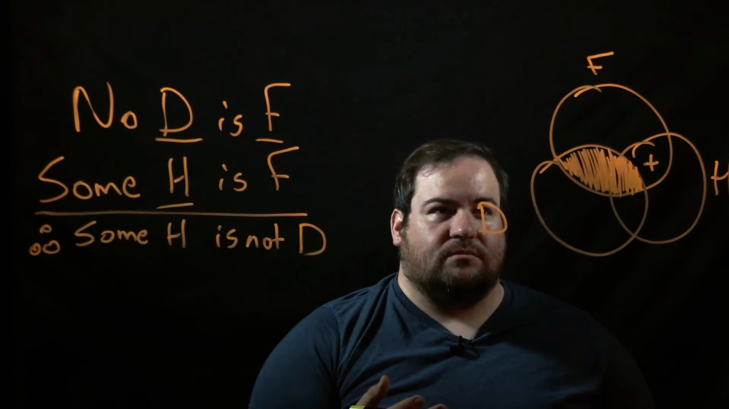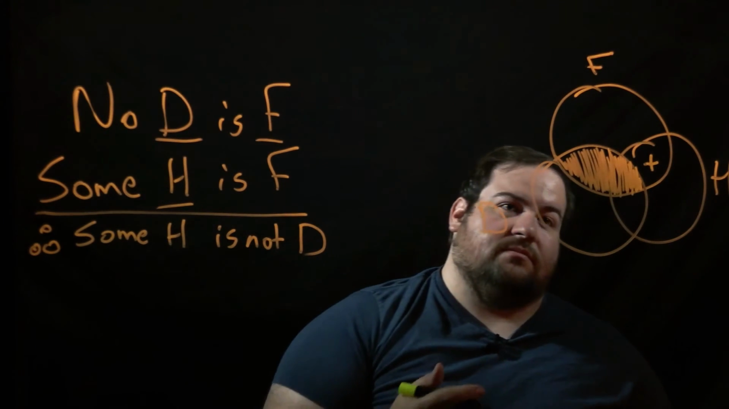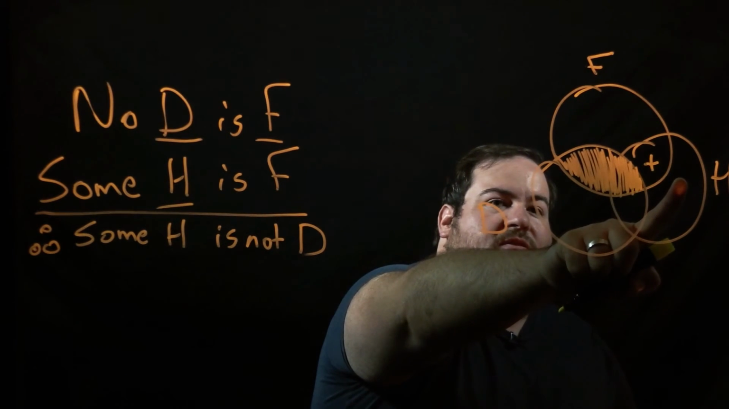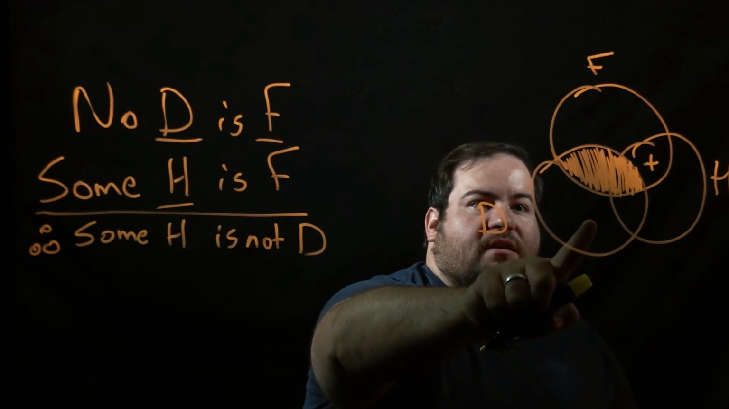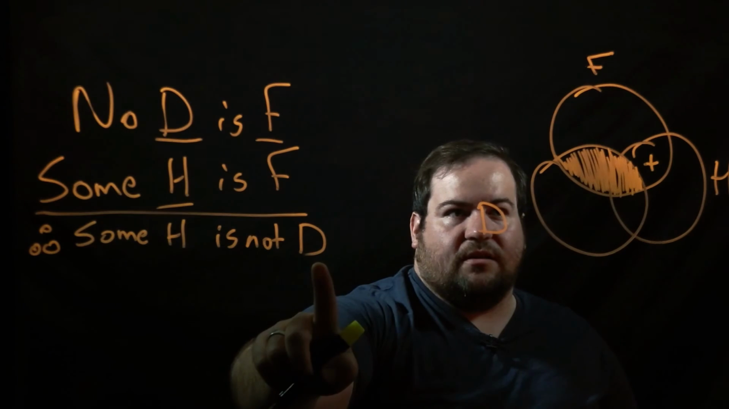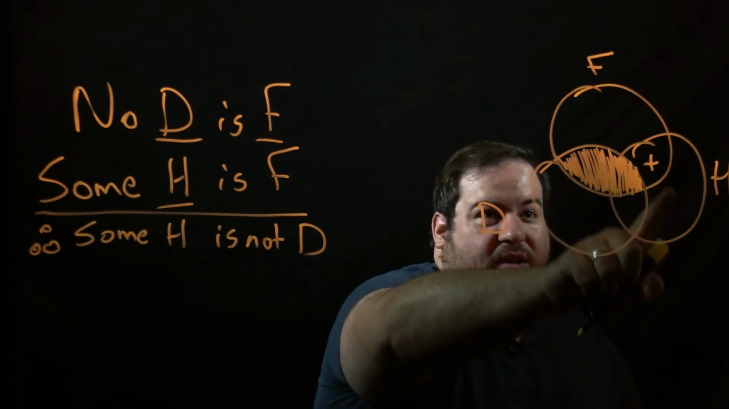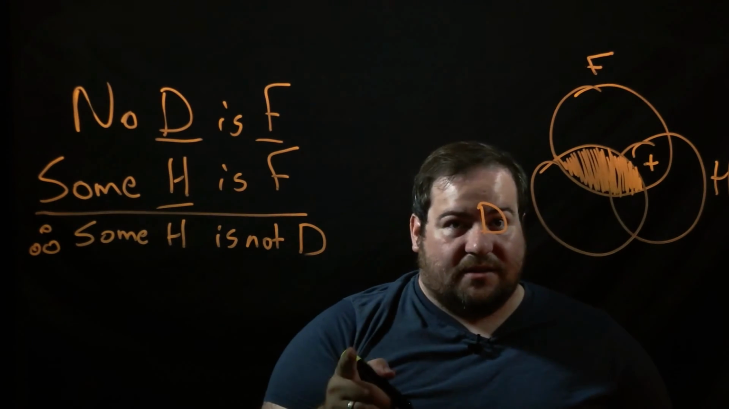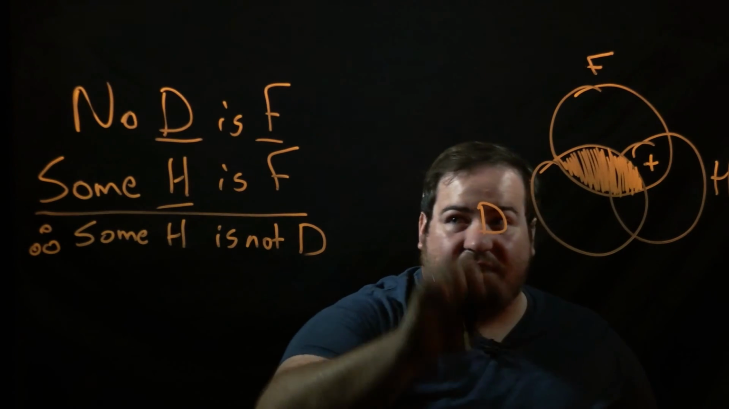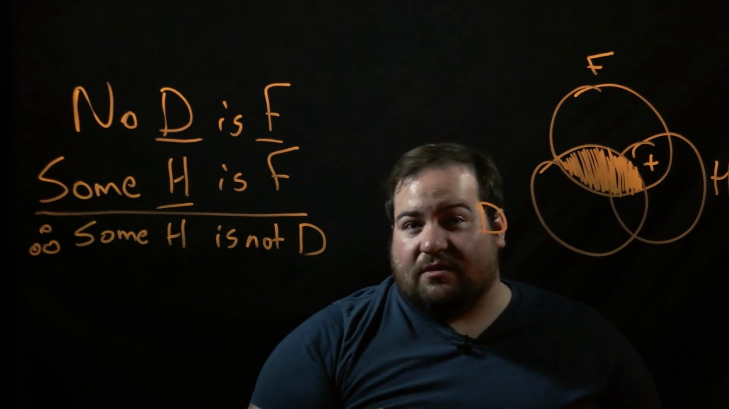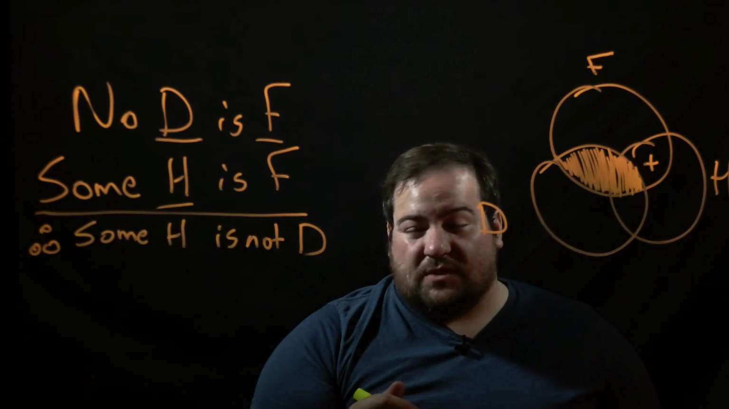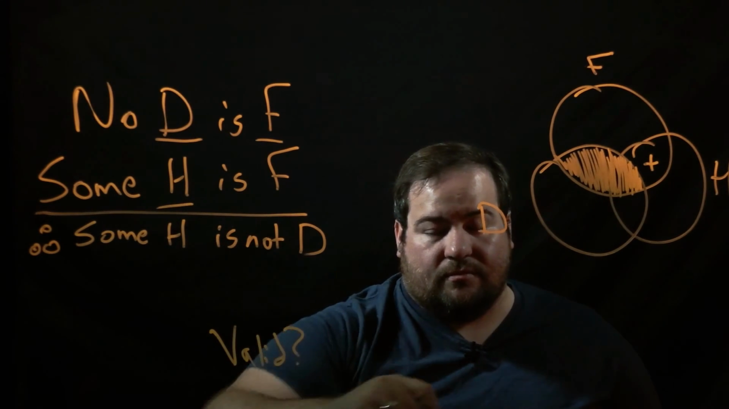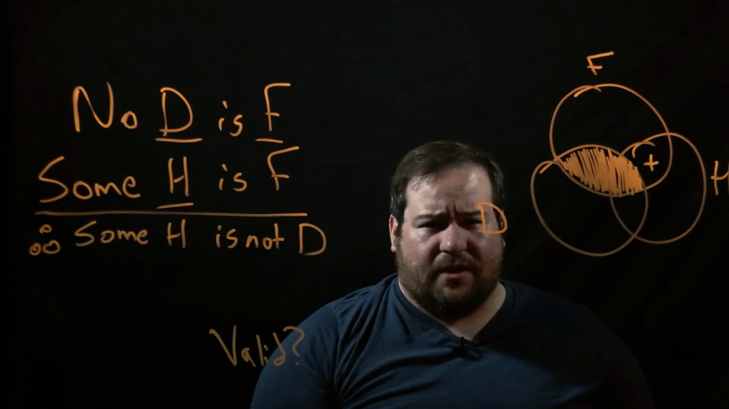Well, maybe. There would have to be an X in the horse circle in order for this to be correct. And there is an X in the horse circle. Granted, it's also in the place where it overlaps with furry. But it is in the circle, which means that there are some horses that are not dogs. So I guess it's valid? I don't know. Maybe. It's probably valid. We'll say it's valid.